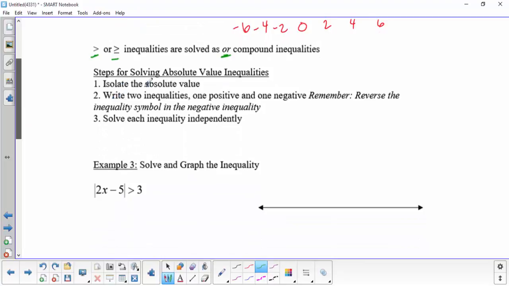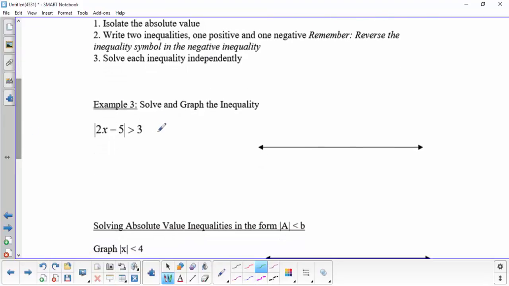So when we isolate the absolute value, then we write two inequalities, one positive and one negative. Now, when we do the negative inequality, we're technically multiplying by -1. Whenever we multiply by a negative, we have to reverse the inequality symbol, and it's no different here. So when we write our two inequalities, we have to reverse the sign for the -1, and then we solve each inequality independently and graph.